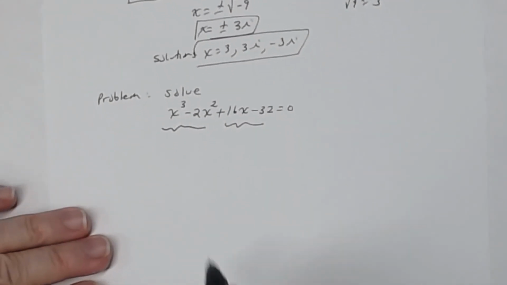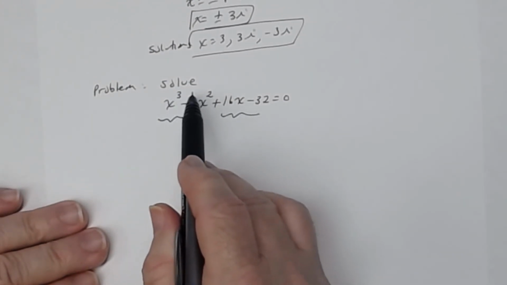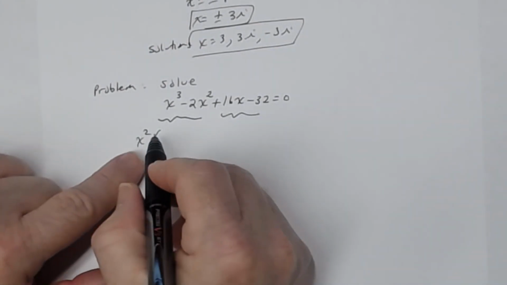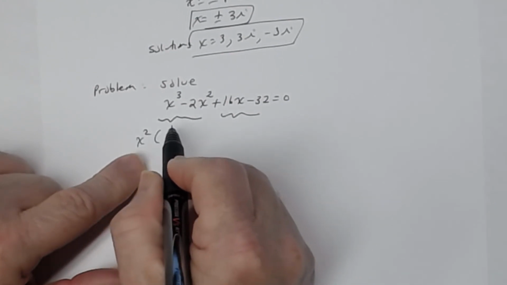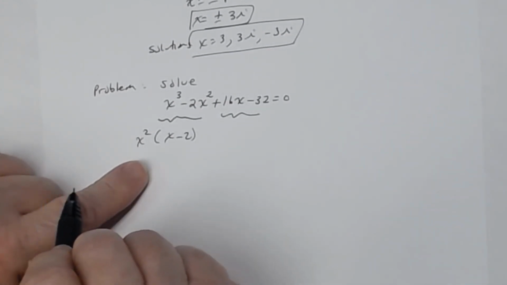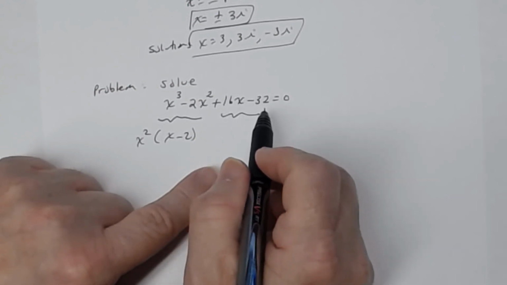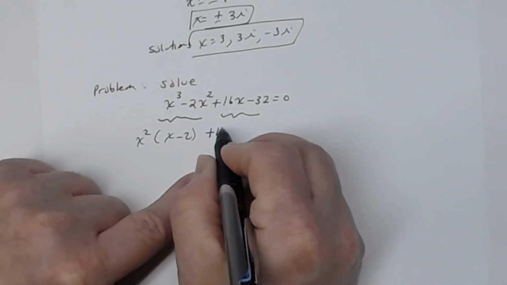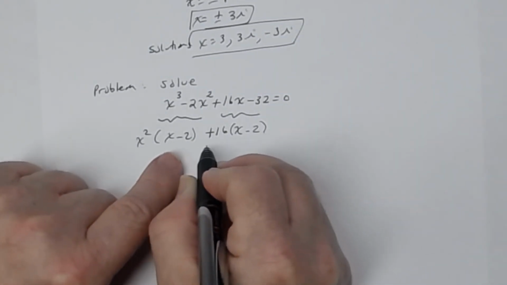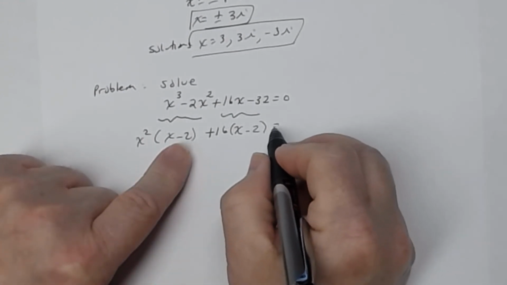Okay, now the next one, if you had this one, the same idea. Notice that the first group has the greatest common factor being x squared, just like the previous one. And in this case, you're going to say x squared times x is x cubed, and then x squared times a negative 2 is a negative 2x squared. From this group, notice I can factor out a positive 16. That's the greatest common factor. So you can say plus 16 times, and when you do that, you're going to also get x minus 2, which is what you really wanted, because this is an x minus 2. You really wanted this to be an x minus 2. Don't forget to say equals 0.